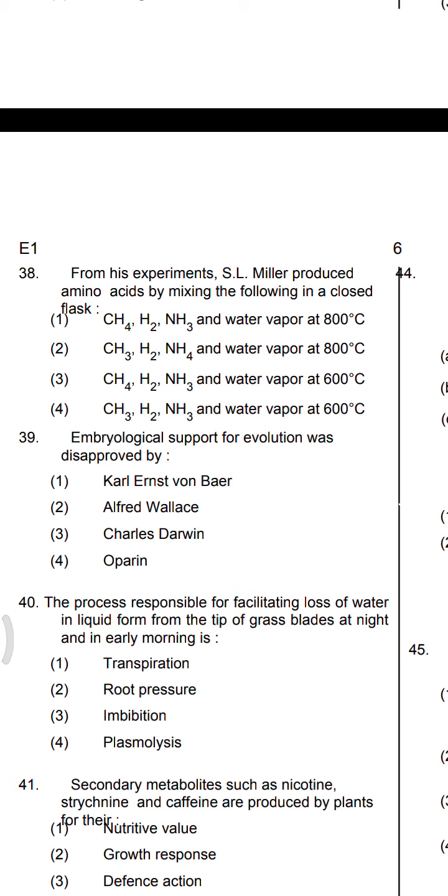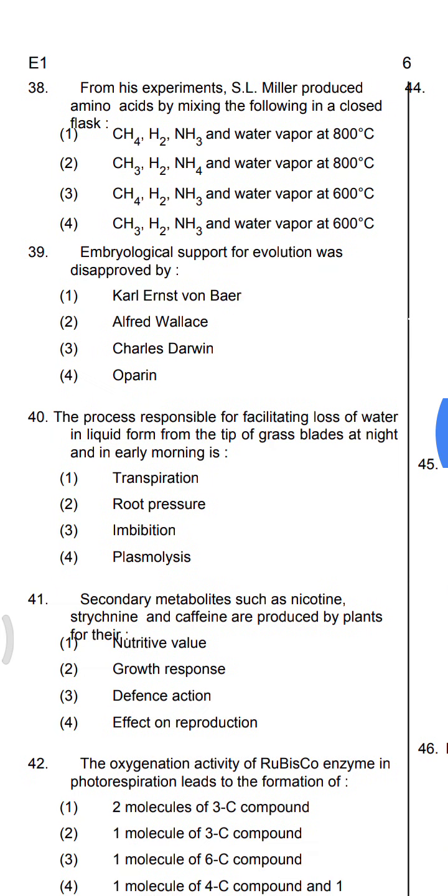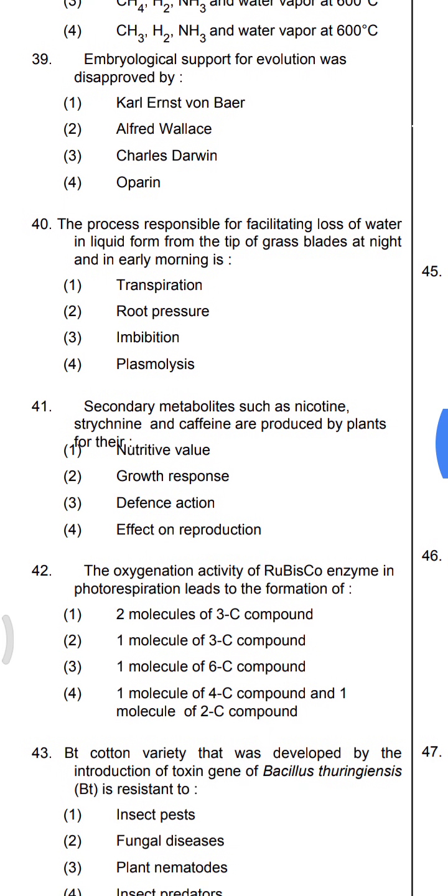39. Embryological support for evolution was disapproved by 1. Karl Ernst von Baer. 2. Alfred Wallace. 3. Charles Darwin. 4. Oparin. 40. The process responsible for facilitating loss of water in liquid from the tip of grass blades at night and in early morning is 1. Transpiration. 2. Root pressure. 3. Imbibition. 4. Plasmolysis.